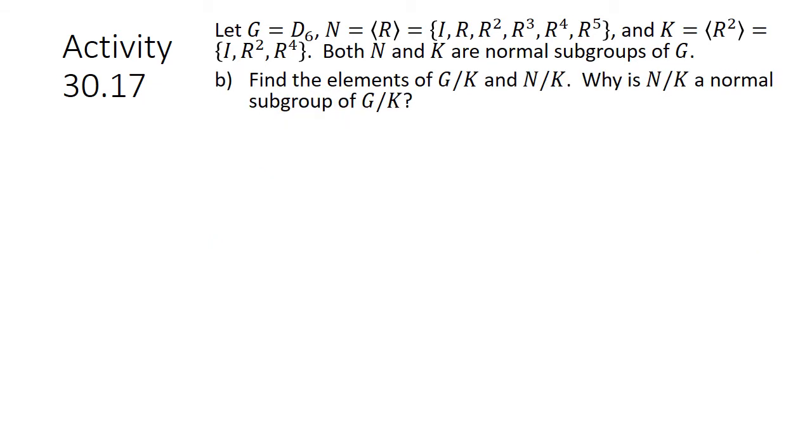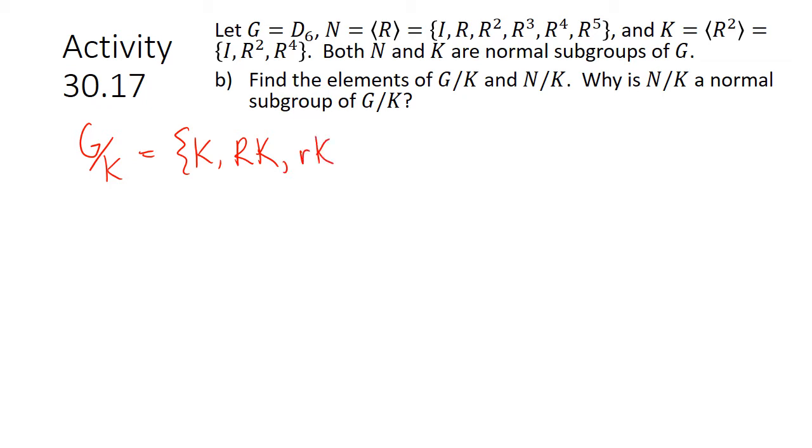Okay, so part B, find the elements of G mod K and N mod K. So G mod K, K is a group of 3 elements and G has 12 elements, so we're looking for 4 cosets this time. So first of all, there's going to be K itself, and then we just have to start picking things that are not in K. So we can have big R times K, and then little r times K.